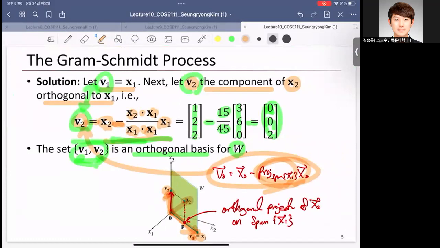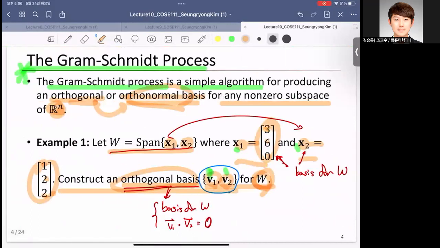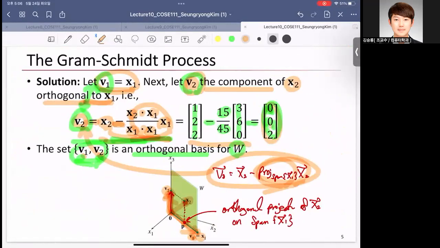Then how can you do that? Because we already know v1 is equal to x1, so we have to find v2. We already know v2 is the component of x2 orthogonal to v1, x1. So we were finding the orthogonal component. What was it? x2 minus the orthogonal projection p of x2, and when we calculated it, we got 0, 0, 2. So in this case, v1 was 3, 6, 0 and v2 was 0, 0, 2. The set of v1 and v2 is an orthogonal basis for the subspace W. This is our main strategy.